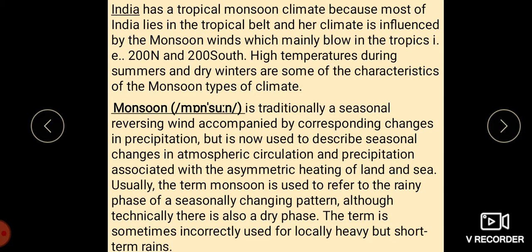The term monsoon is used to refer to the rainy phase of a seasonally changing pattern. Technically, there is also a dry phase. The term is sometimes incorrectly used for locally heavy but short term rains.